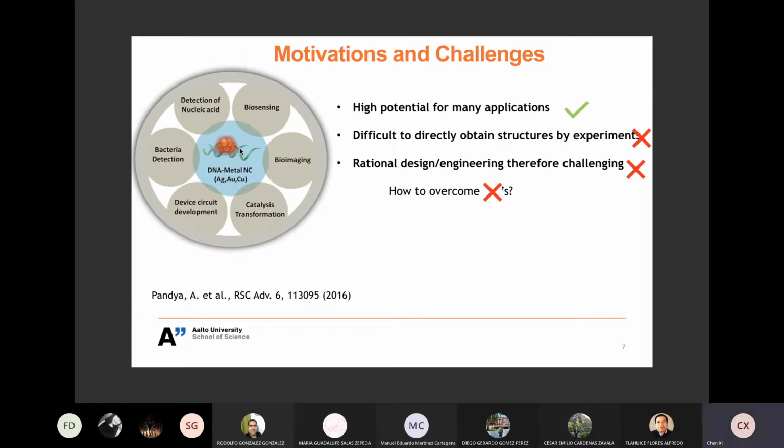But it's also very challenging to study this kind of cluster because it's very difficult to obtain the crystal structure from an experiment. Then if we don't know the structure and also the mechanism, it's very difficult to do the rational design of the clusters.